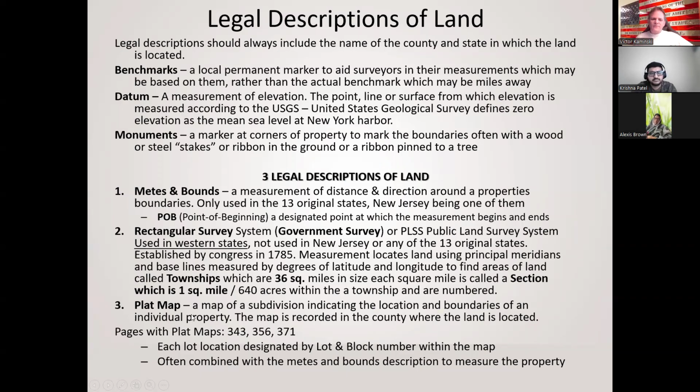And then lastly, we have a plat map, which we learned in the last chapter. A map of a subdivision indicating the location and boundaries of an individual property is a plat. That's a map that is recorded in the county where the land is located. And there's examples of plat maps on page 343, 356, and 371. Each lot location is designated by lot and block number within the map, often combined with the metes and bounds description to give you that measurement around each individual lot.